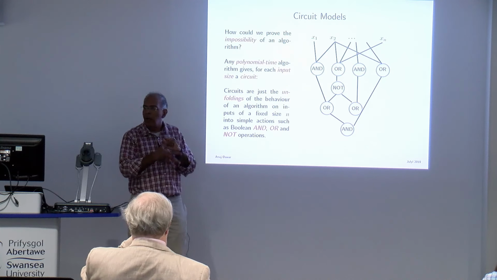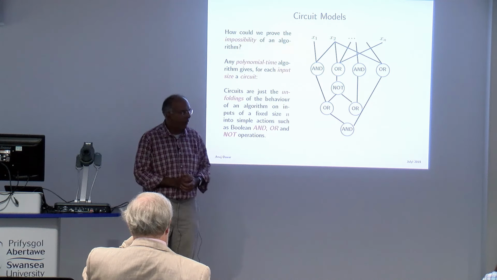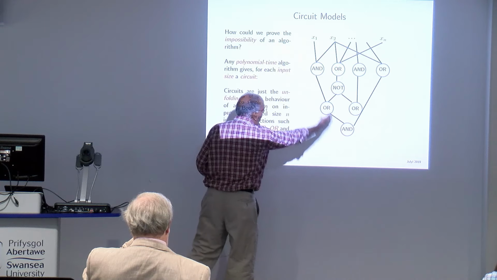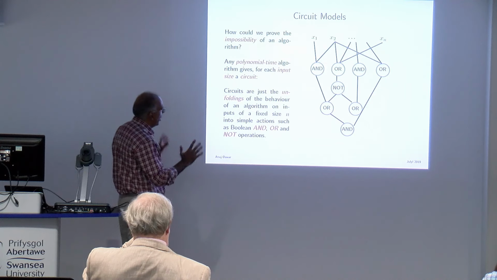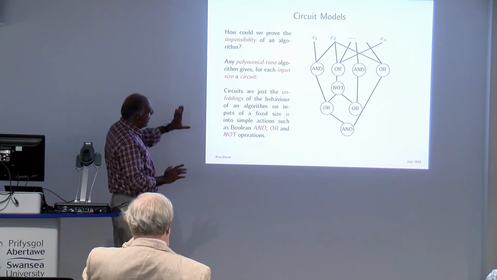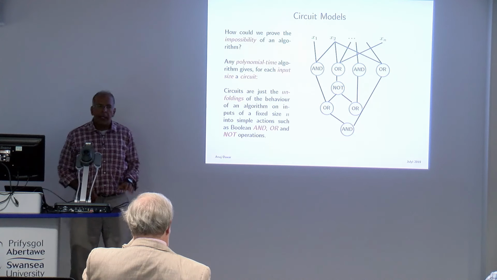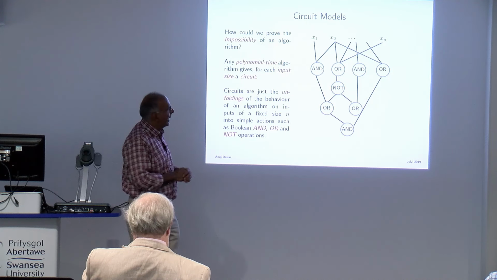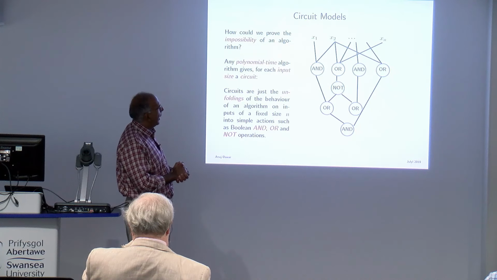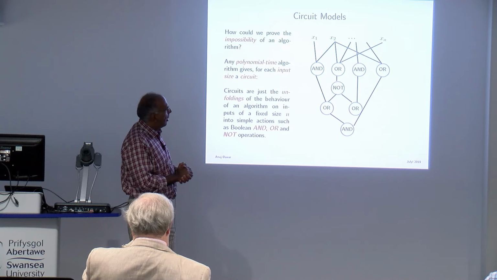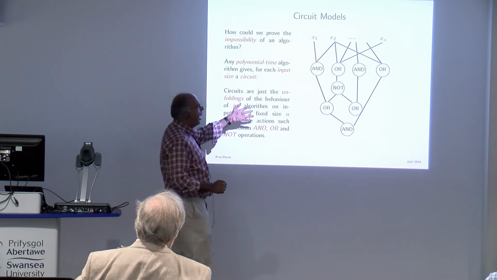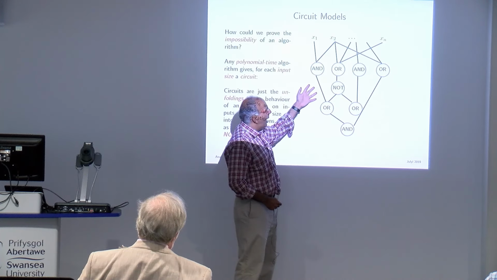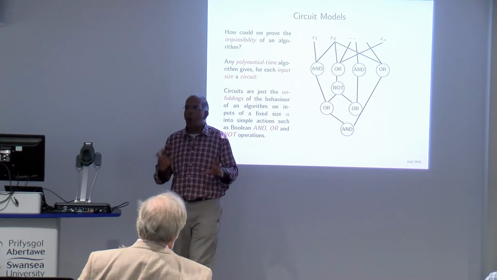We've just unfolded it into a sequence of operations without any loops, if you will, by fixing the size. That's what a circuit is. So the kinds of results people proved in the 80s were the following. There are exponential lower bounds, for example, on the size of monotone circuits.